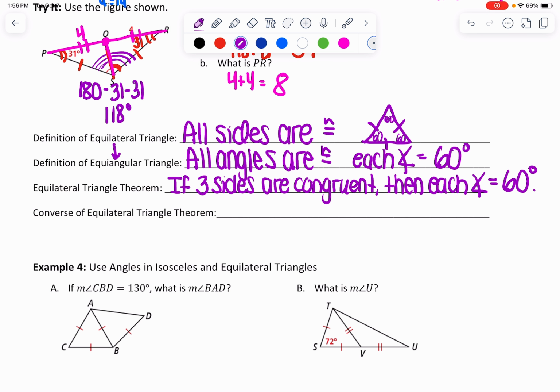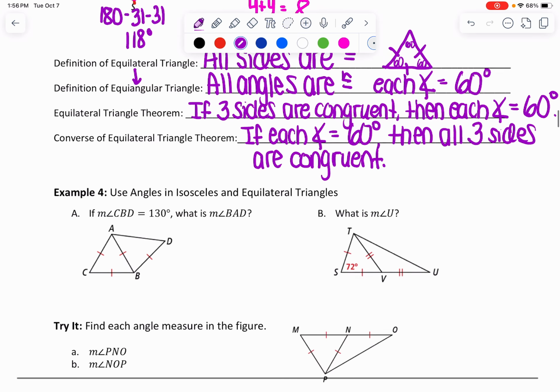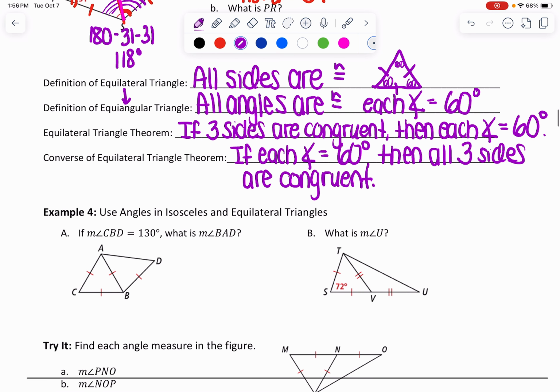The converse of that would just be the flip. So the converse of the equilateral triangle theorem would be if each angle is 60 degrees, then all 3 sides are congruent. So 3 equal sides means I have 3 equal angles, meaning they're all 60. So you've got to look at the tick marks where you're noticing.